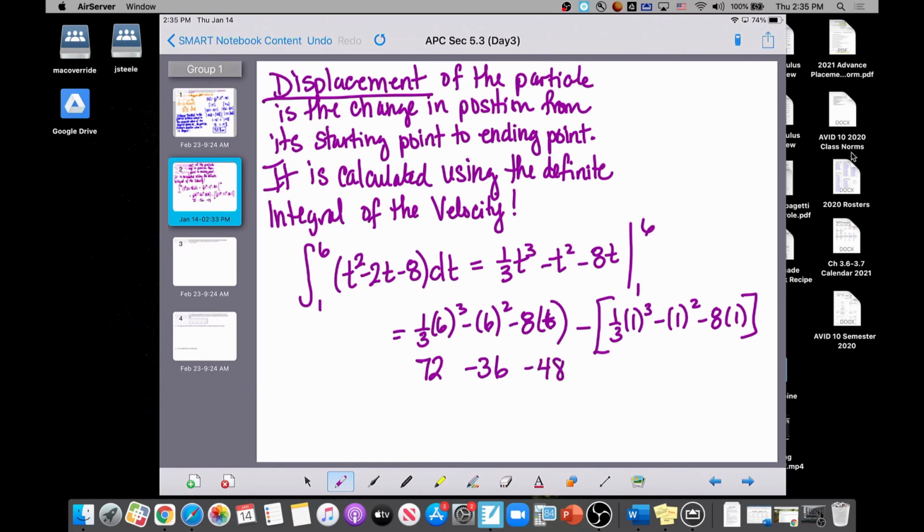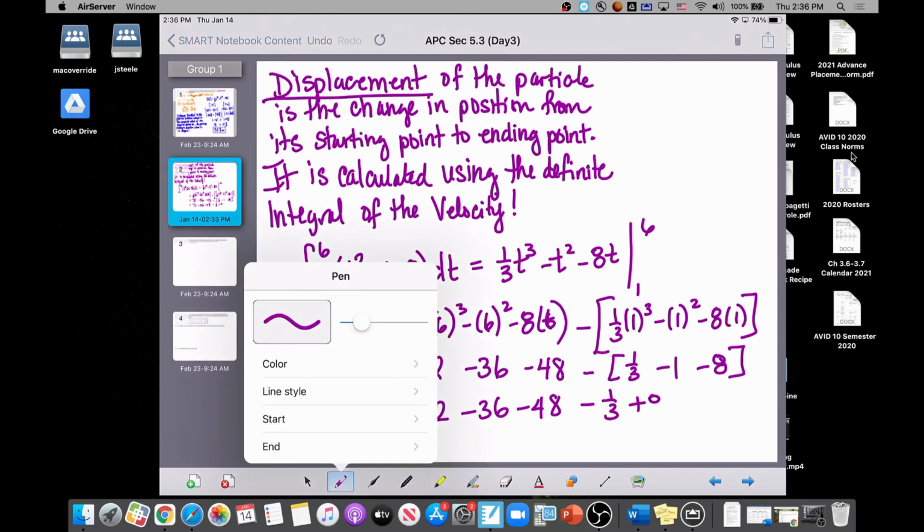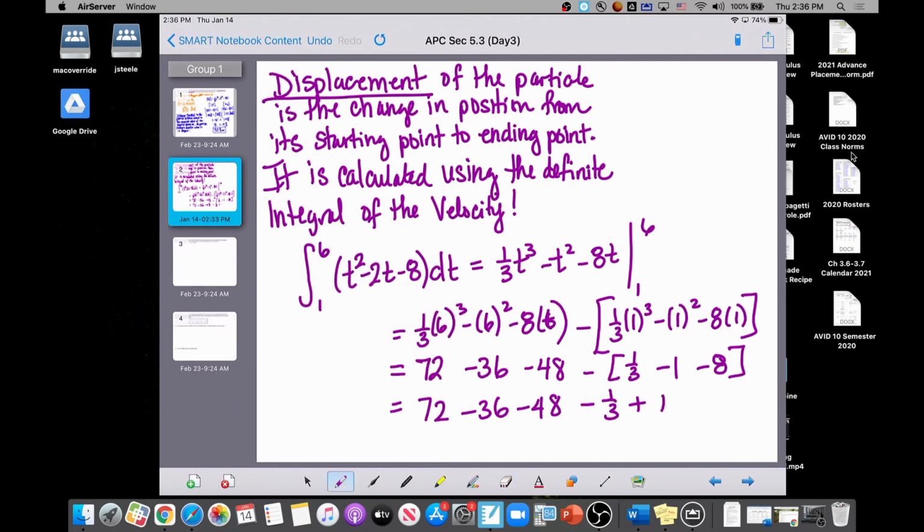And if we keep going, then we end up with negative 1/3 -1 and -8. But then when we go ahead and we distribute that negative sign through, we're going to have 72 minus 36 minus 48 minus 1/3 plus, my apologies, error here. This should be -1. So minus a -1 here is going to be +1. And minus a -8 is going to be +8. So then we go ahead and we add all those values together, and we find that we end up with a displacement of our particle being -3 1/3 meters. So our particle moved in the negative direction 3 1/3 meters from where it began.